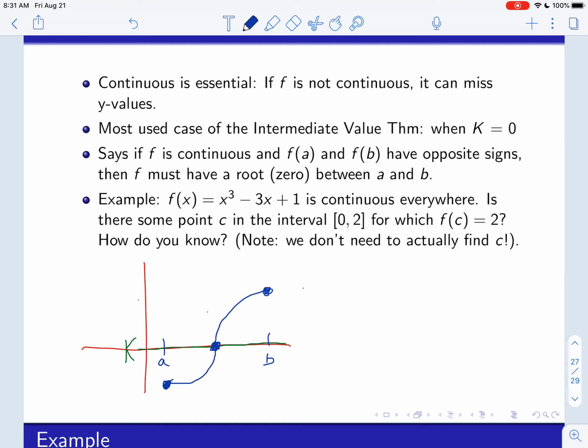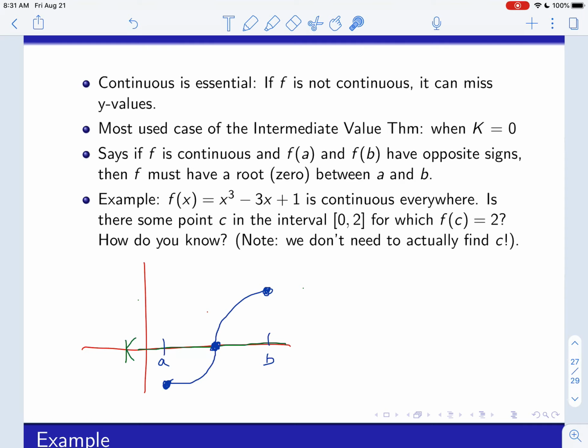As long as I know that f of A and f of B have opposite signs, one's negative, one's positive, then there's got to be a 0 somewhere in the middle. So let's see an actual example. I've got a polynomial function, x to the third minus 3x plus 1. We know polynomials are continuous. So the question is, is there some c in the interval 0, 2 whose y value equals 2?